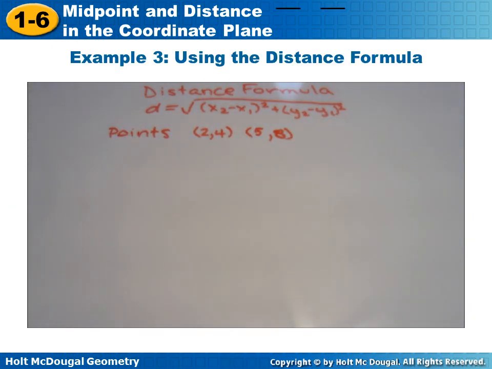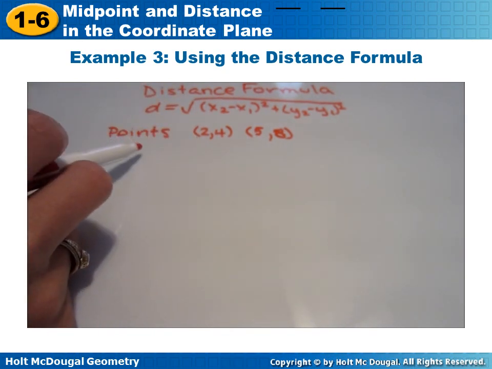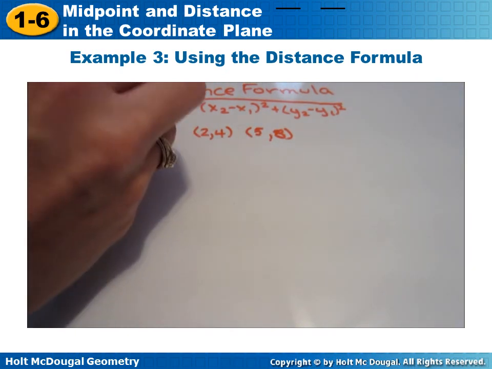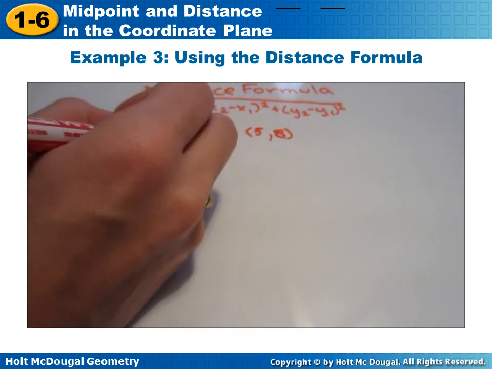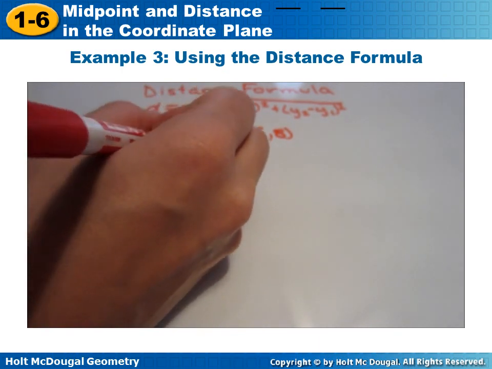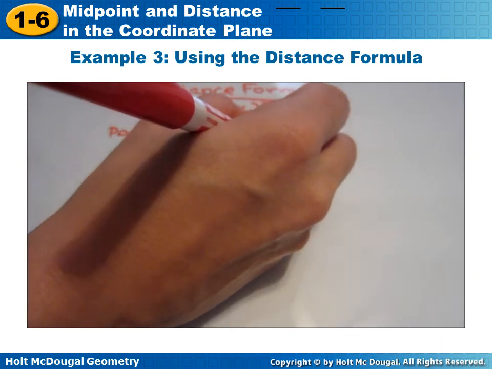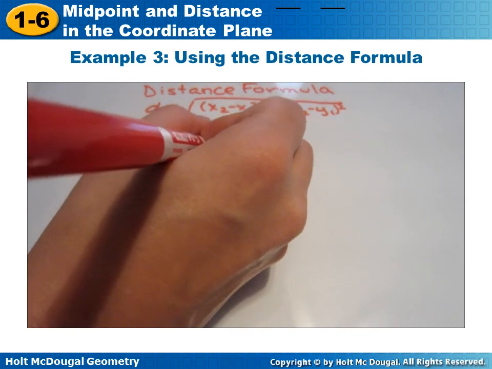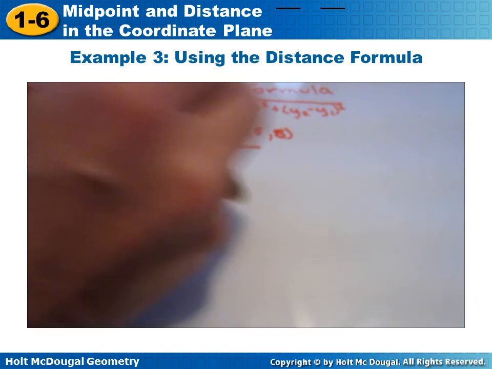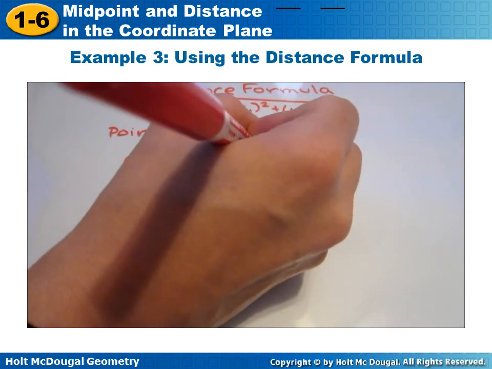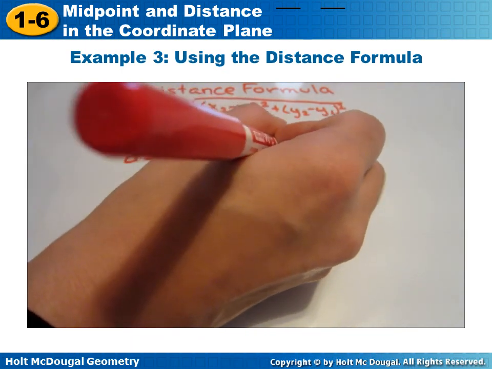Okay, let's look at an example using the distance formula. Say we want to find the distance from the point (2, 4) to the point (5, 8). So we have to use our distance formula. We'll take our x's and subtract them, so distance equals the square root of (5 minus 2) squared, those are our x's, plus (8 minus 4) squared.